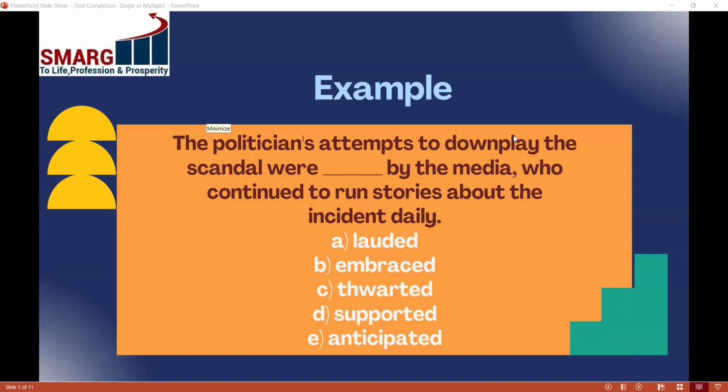Yes. And what does thwarted mean? Yes, Yashna? To crush completely, just to stop. Right. Yes. So the politicians' attempts to downplay the scandal were thwarted by the media. And this question happened to be easy because the rest of the other options were going contrary to this word. So it was pretty easy to decipher. Next one.